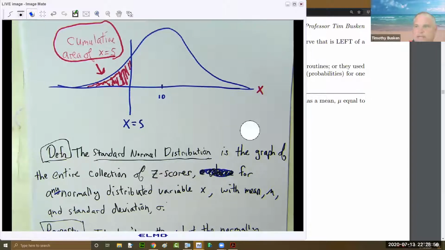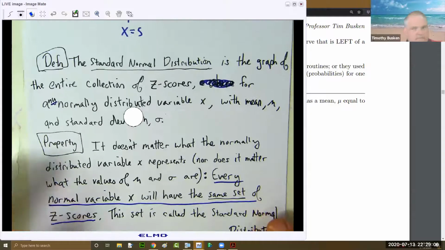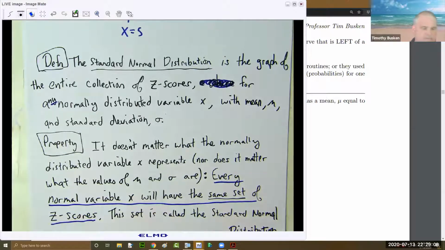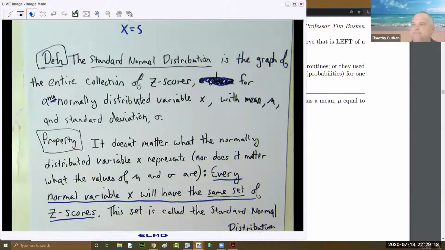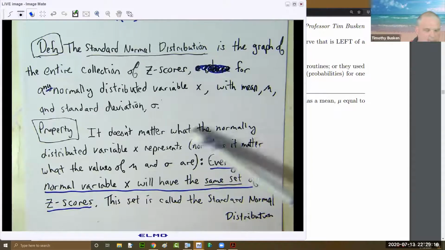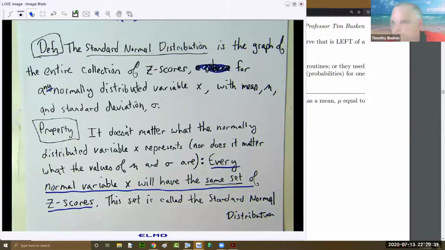normal distribution. And it doesn't matter what the variable x represents, nor does it matter what the mean and standard deviation of the normally distributed variable x is. Every normal variable x will have the same set of z-scores, and this is called the standard normal distribution.